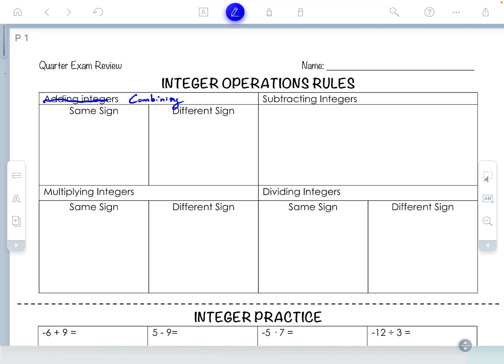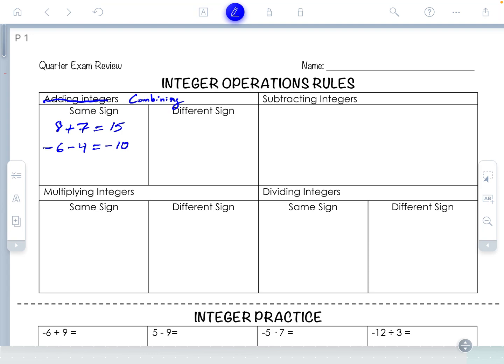Okay, so same sign. If you have two numbers that are the same sign, let's start off with 7 plus 8. This is the old school 7 plus 8, meaning you just did regular addition. Okay, and then if we did another example of this, this would be negative 6 and negative 4. This would give us a negative 10.